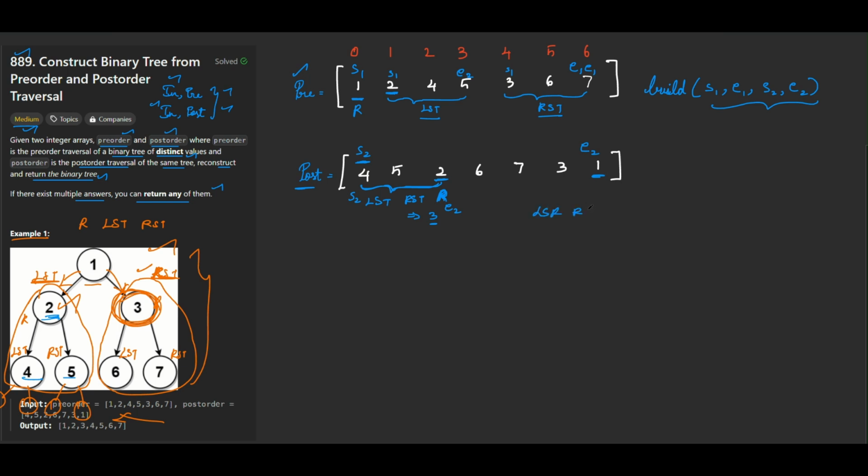LST, RST, and comes the root. So the root value will always be at the right side. So if this is going to be the root value and this chunk is going to be the left subtree, obviously the leftover will be of the right subtree. So this is going to be the starting point, and this is going to be the ending point of the right subtree. Now we are done with the left subtree as well. We are done with the right subtree as well for post order traversal.